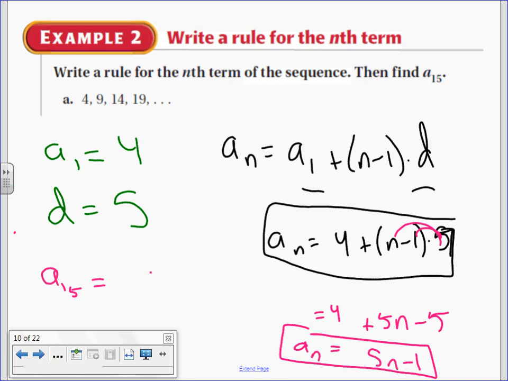So I'll just use pink. 5 times 15 minus 1. What did it end up being? Yep.